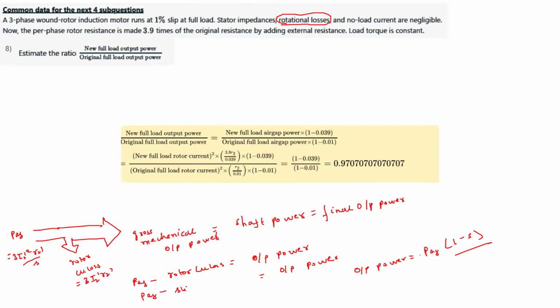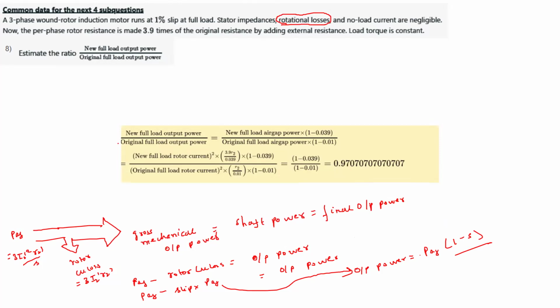So this is slip into air gap power. From here I am writing this: output power is equal to air gap power into 1 minus slip. This is the thing which you have to remember. Now, what is the air gap power? Air gap power, as I said, is 3 I2 dash square into R2 dash by S.